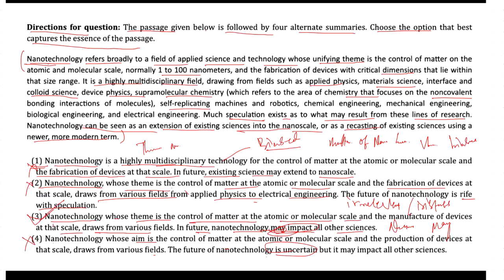It appropriately states that nanotechnology may impact. So that is what may impact: may impact all other sciences, reflecting the speculative nature mentioned in the original passage. Consistency with the passage: the summary aligns with the information provided in the passage about the multidisciplinary nature of nanotechnology and the doubts about its future outcome. It avoids introducing irrelevant or misleading information.